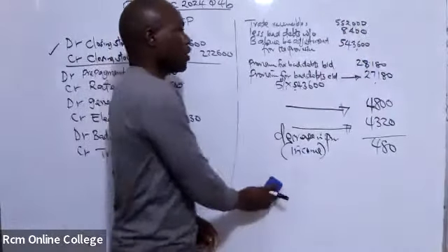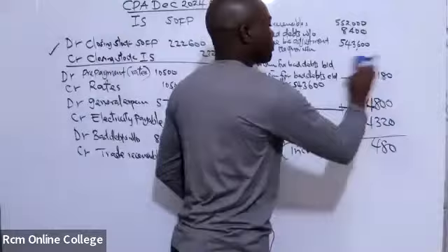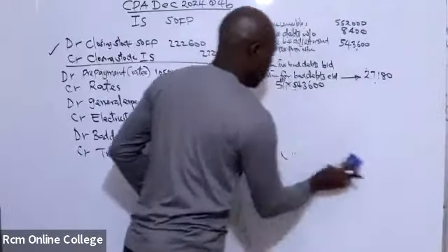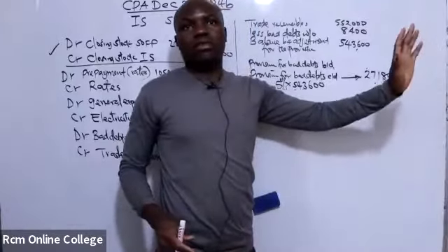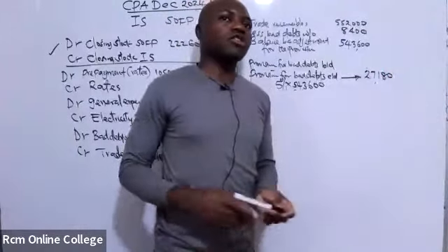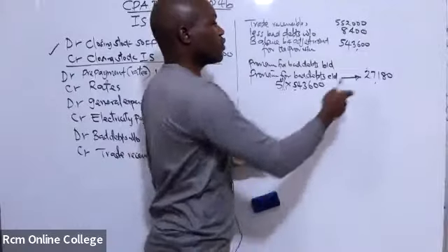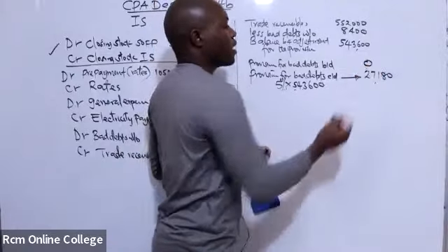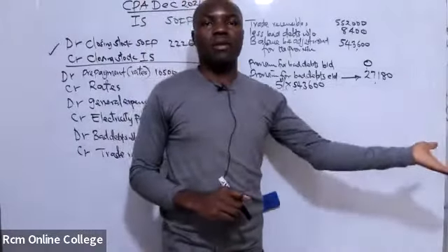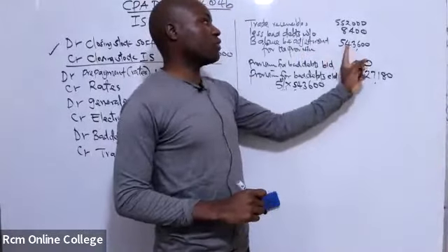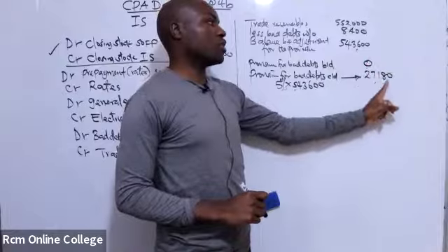So let's come back to our question and look at the reality. So we want to just start. This person was not bothered about the possibility of some people defaulting. So there was no provision at the beginning of the year. But at the end of the year, he was told, please just put 5% of the remaining amount. So 5% of 543,600 is giving us 27,180.